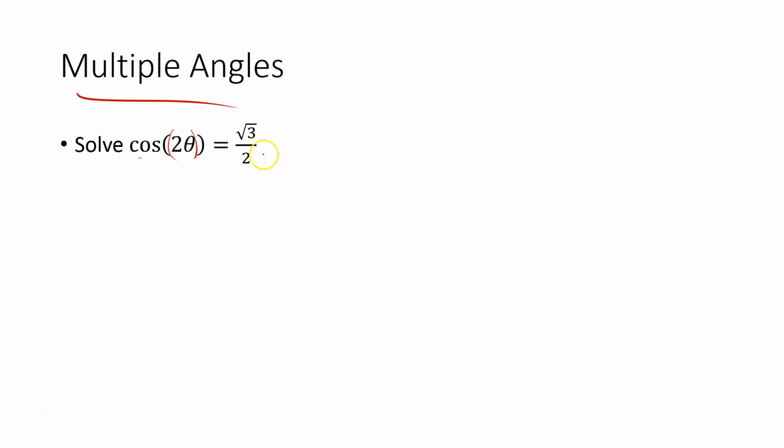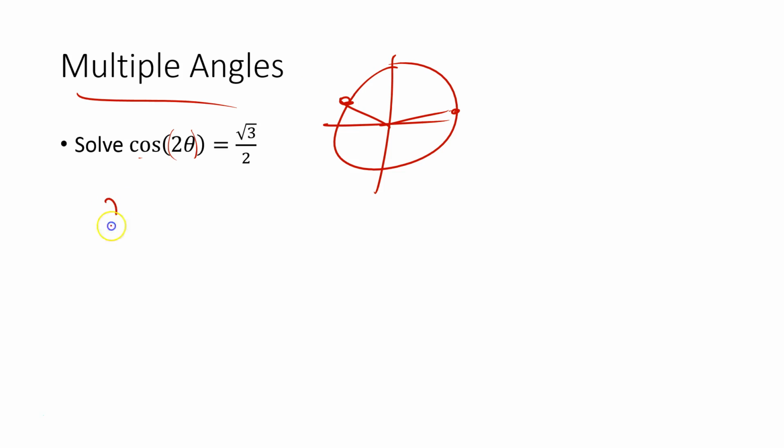Just for a second, we're going to pretend that it's just an x. So if it was cosine x equals root 3 over 2, think about where that happens. That happens at pi over 6, that's the long cosine value, and 5 pi over 6, the long negative cosine value. So what I know is that 2 theta either has to be pi over 6 plus 2 pi n, or 2 theta has to be 5 pi over 6 plus 2 pi n.